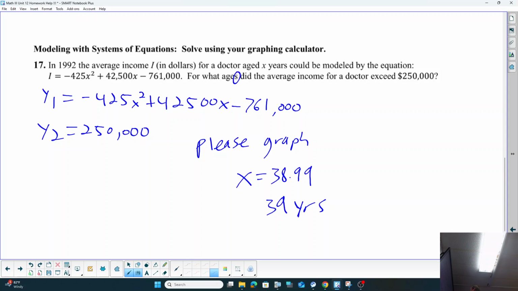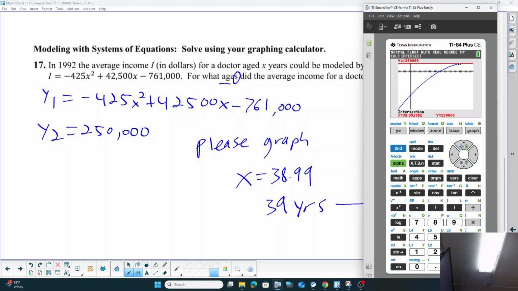So maybe there's a boundary going on, right? 39 to what? Oh man, you're saying we're going to have to go further? Yep, we're going to have to go further. So our window will probably have to go to maybe 100 years old. And then our Y maximum, just to make it look even better, we'll do 300,000. Whoa, that's a lot of money there. Okay, we'll push graph. There it is.